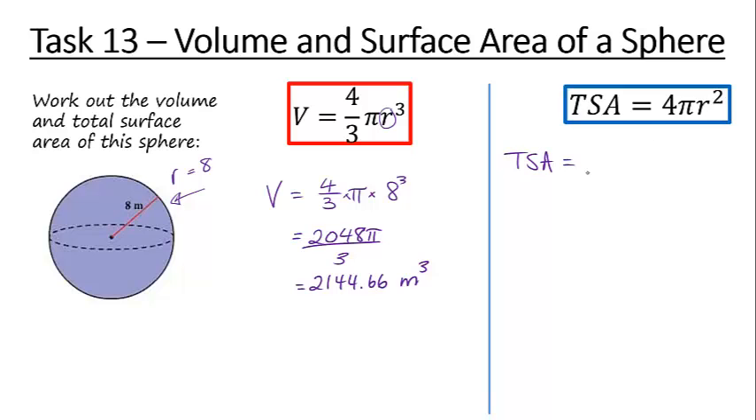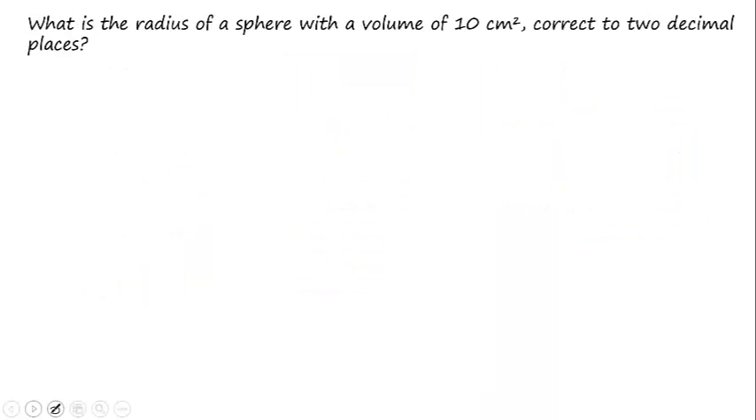Okay, if we wanted the surface area of the sphere, then I would use this formula here. So total surface area is 4 times pi times the radius, which was 8 squared. And putting that into my calculator, I get that that's 256 pi in terms of pi, or 804.25 meters squared this time. Don't forget surface area is area, so our units are squared. Okay, and that's it.